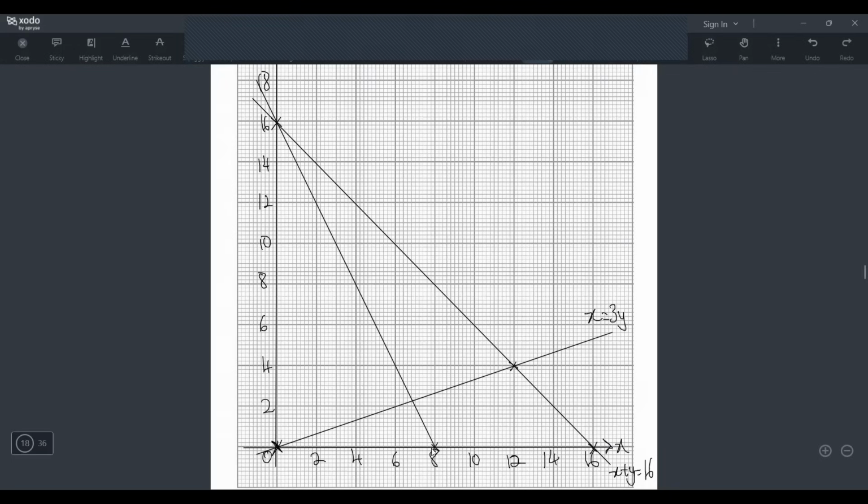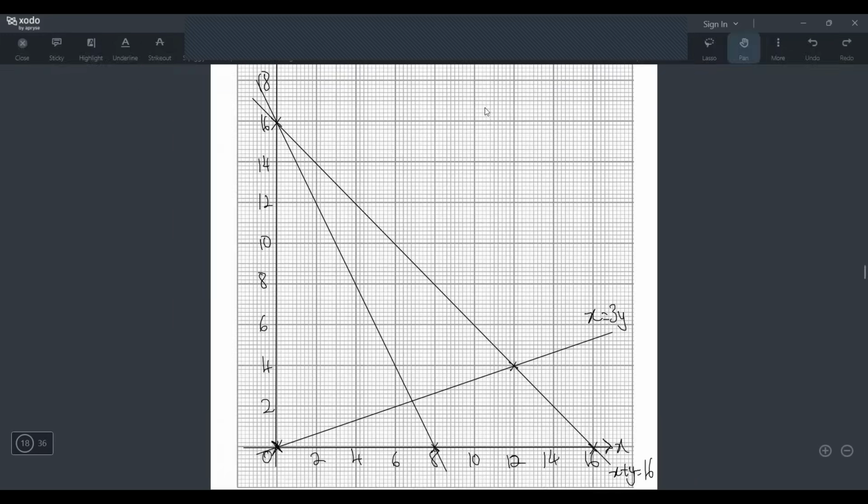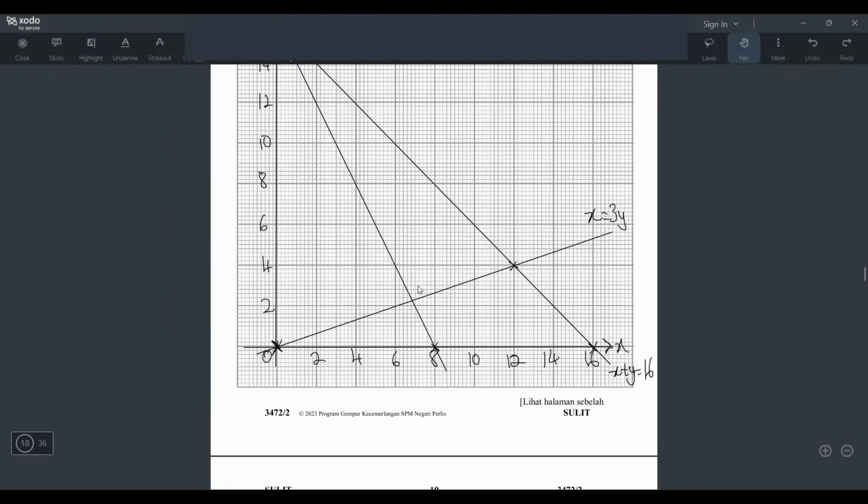Okay, use your ruler lah. This one have to let's panjangkan a bit. Okay, sudah siap. Okay, don't forget to write down the label, the equation. So 2x plus y equals 16. So 2x plus y equals 16, right?